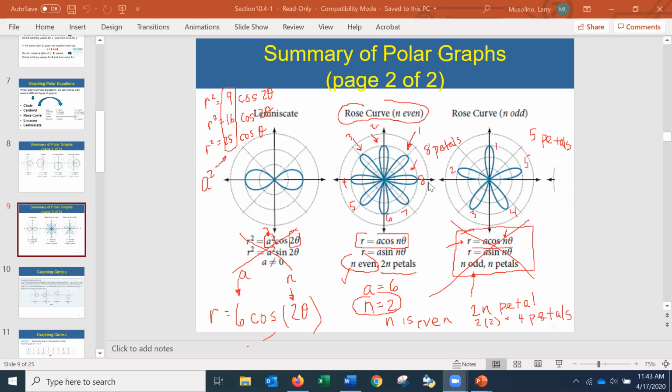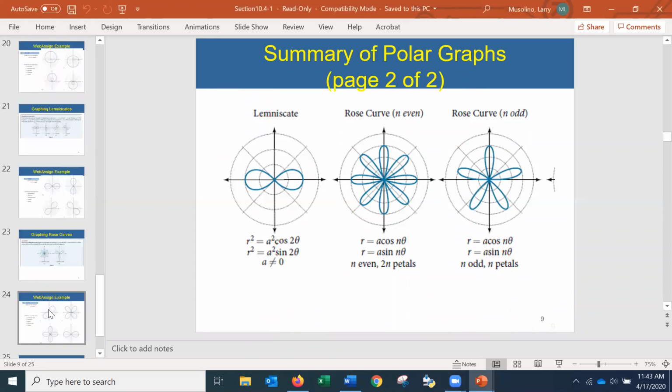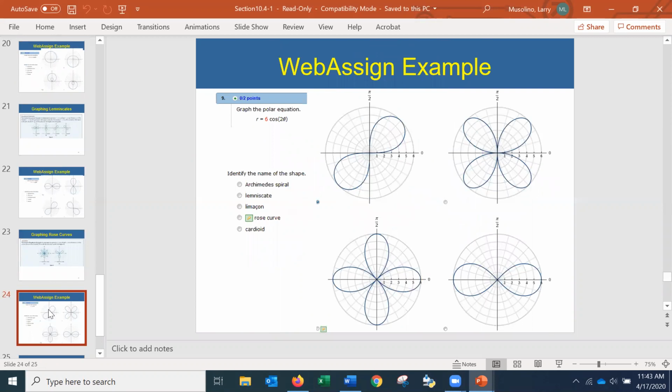Let me clear the screen. Okay, let's go back to the WebAssign question. All right, here it is. So we just figured out that our answer has to be a rose curve. So I know this is the correct type of graph. And also we know it has to have 4 petals on it. Well, I know it's not this choice because this is a lemniscate. I know it's not this choice.